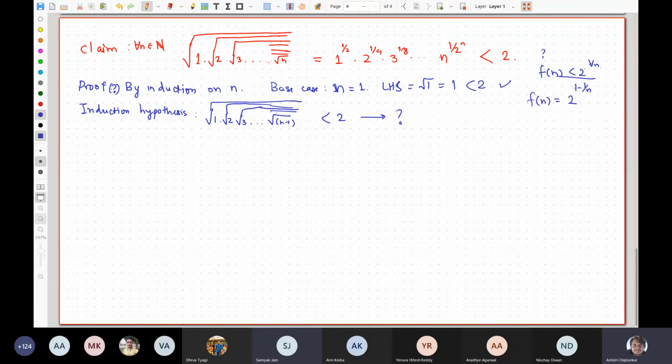Right? So if you can prove fn strictly less than 2, then that is fine. It's fine if this weird square root expression is less than or equal to fn, right? You just need a strict inequality in one of the two places. That is good enough.